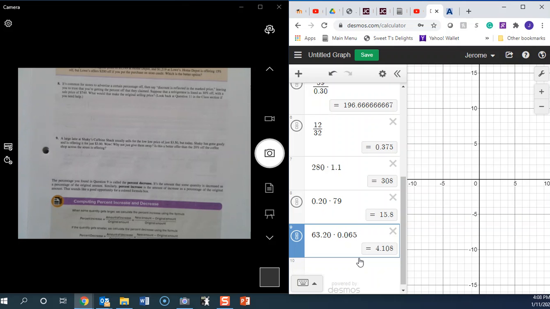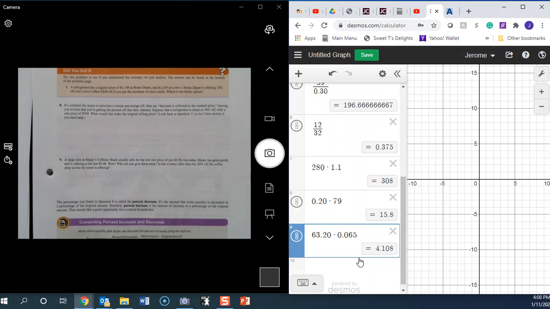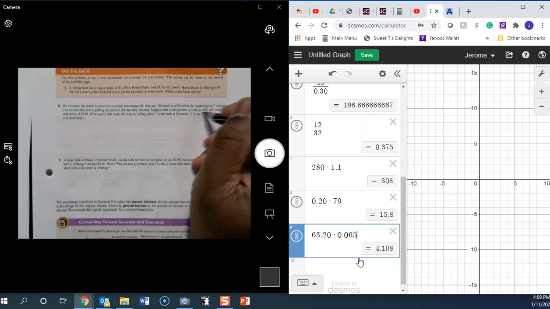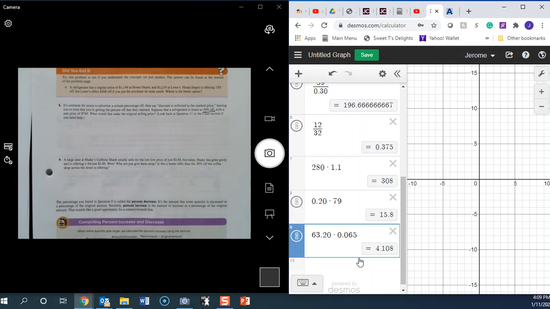Problem number 8. It says, it's common for stores to advertise a certain percentage off, then say discount is reflected in the marked price, leaving you to trust that you're getting the percent off that they claim. Suppose that a refrigerator is listed at 30% off with a sale price of $749. What would that make the original selling price? Okay, so they say you got 30% off. All right, and the sale price is $749.